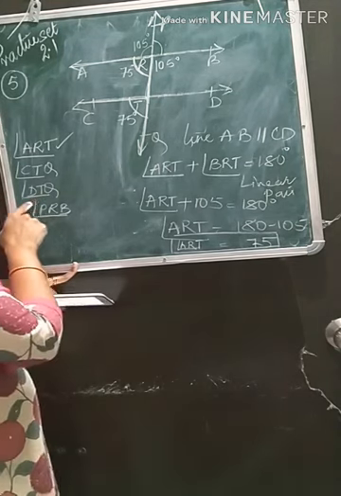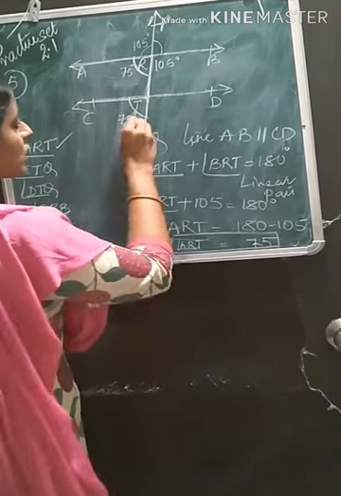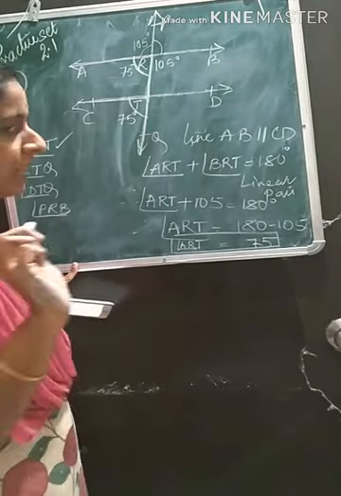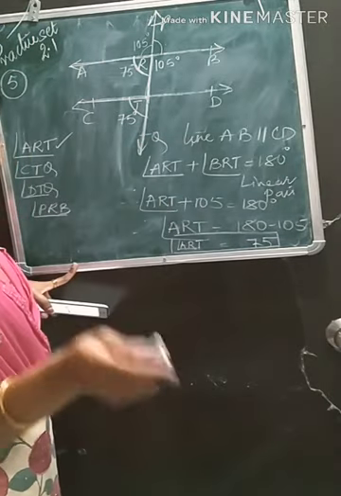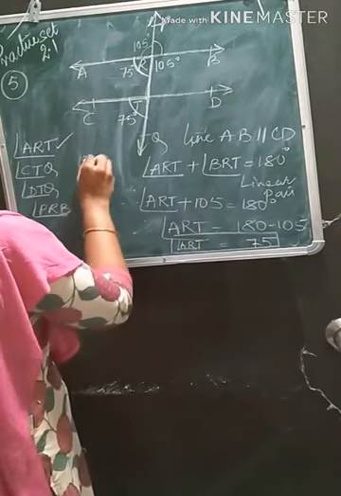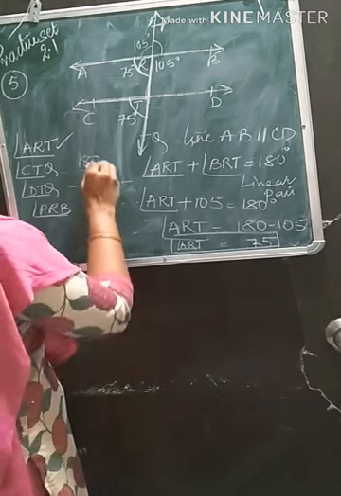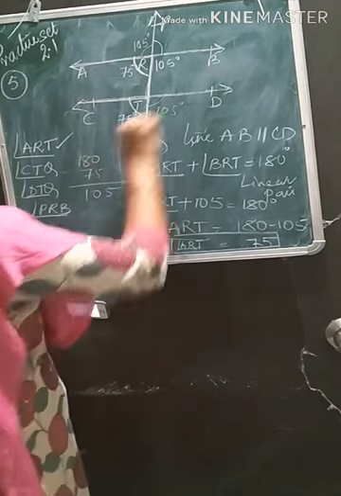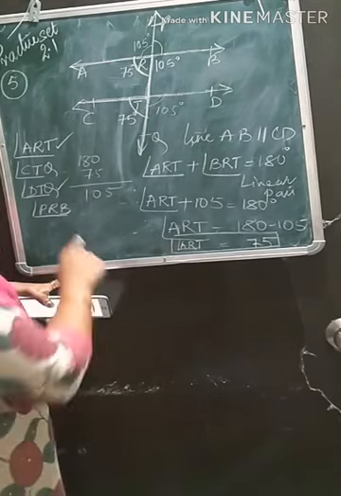Next is DTQ. Where is DTQ? What is the relation between CTQ and DTQ? Again, they are a linear pair. CTQ plus DTQ will be 180 degrees. Write the reason, linear pair. So how much will be DTQ? 180 minus 75, that is 105. You will get 105. DTQ also you got. Linear pair angles.